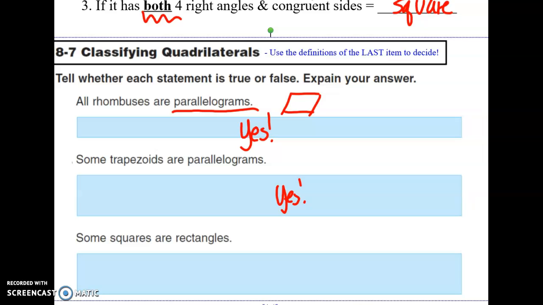Some squares are rectangles. Rectangles must have opposite sides congruent, and it must have 4 right angles, so in that case, because of the 4 right angles, that would be a true statement also.